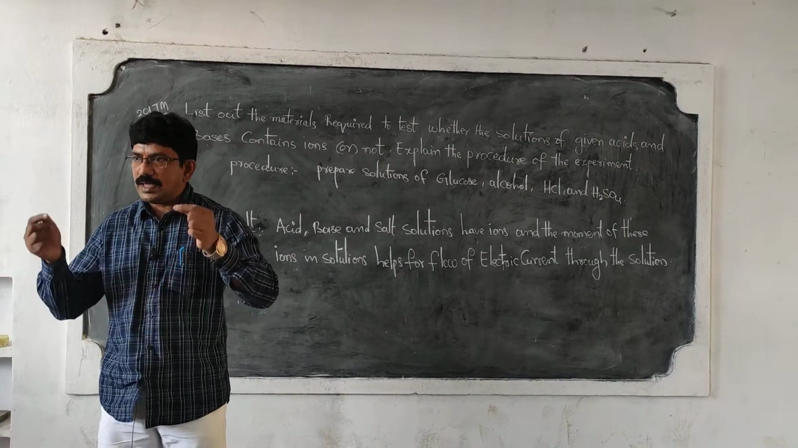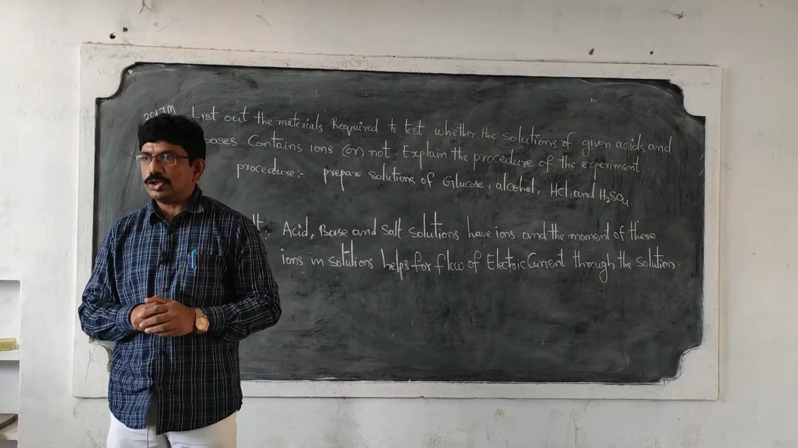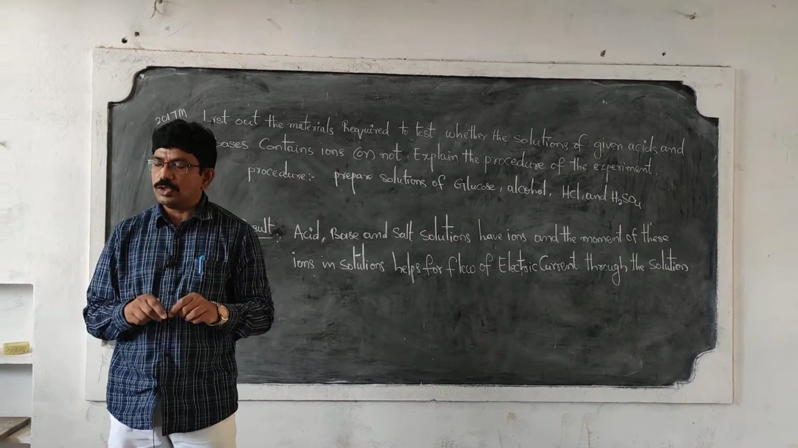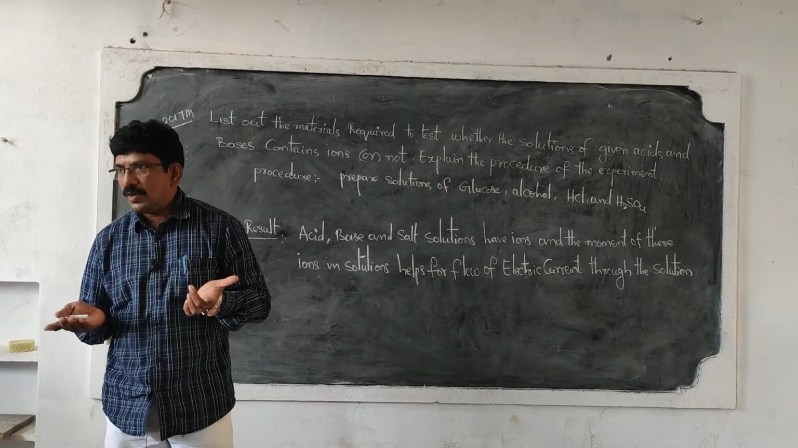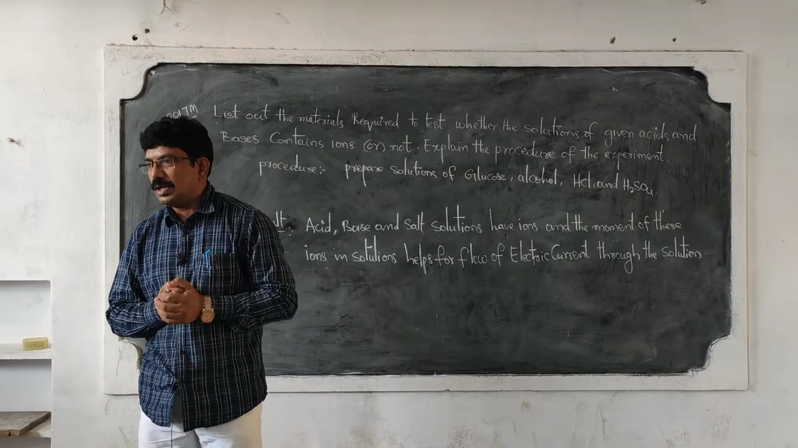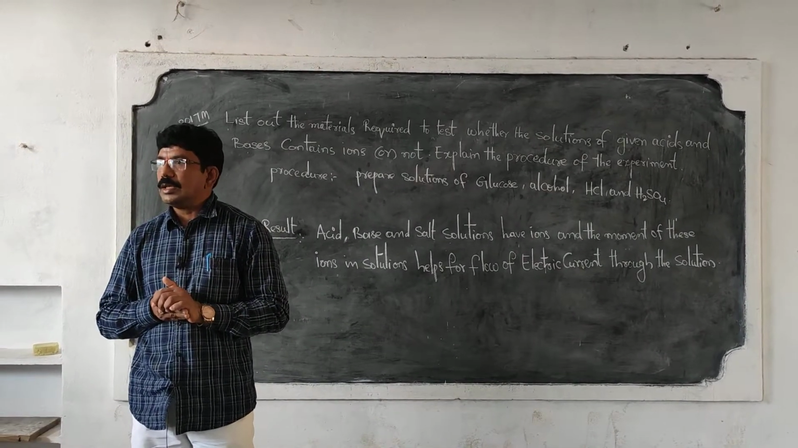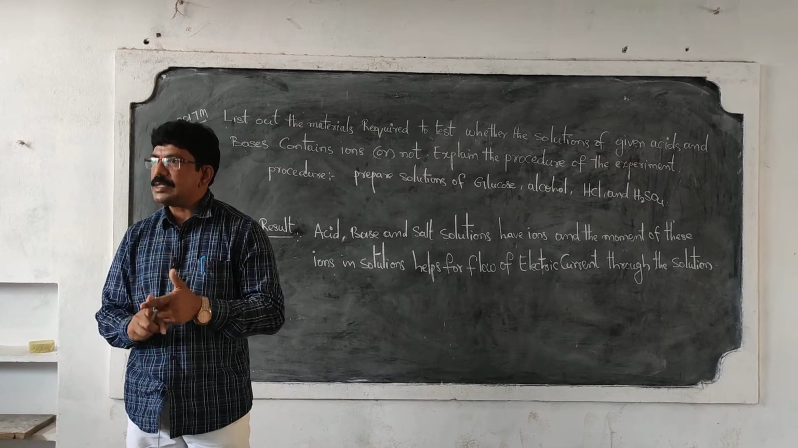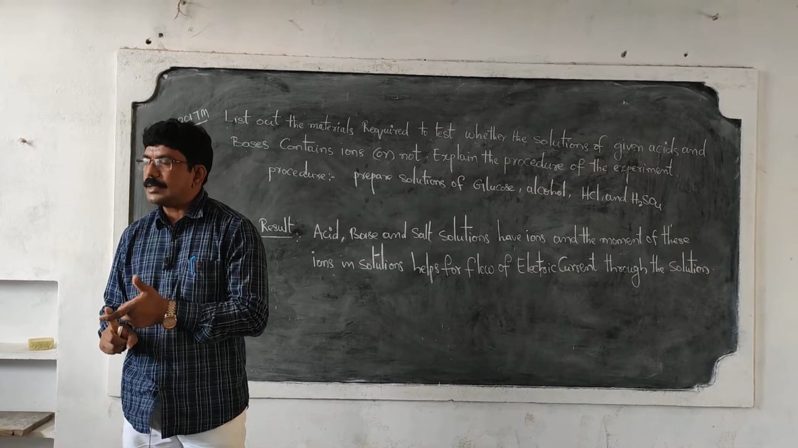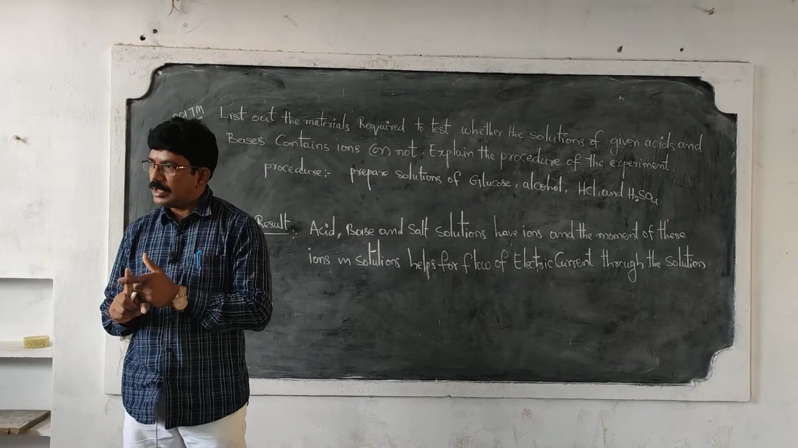Next, when the same graphite rods are immersed in the acid solution, sulfuric acid or HCl, whatever it may be, or salt solution, the bulb glows. When the two graphite rods are immersed in base solution, again there is a glow in the bulb. It shows that acids, bases and salts conduct electricity because they have ions in their solutions. Are you clear? Thank you.